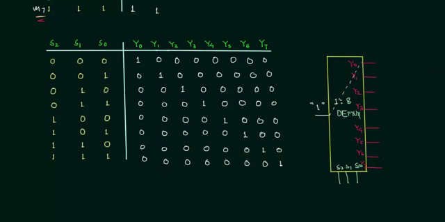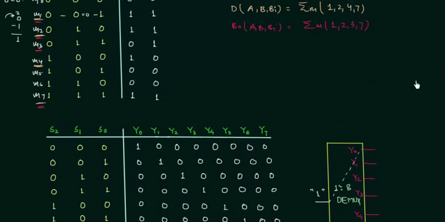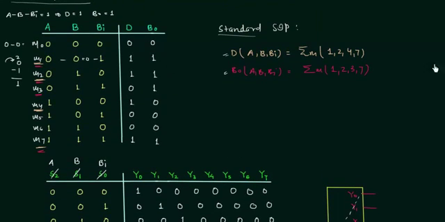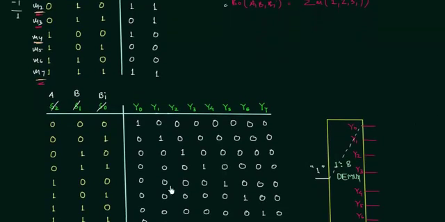We have to implement the full subtractor. We have already obtained the standard SOP form for difference and borrow output. First we will try to implement the difference. The variables are A, B, BI. I will replace S0 with BI, borrow input, S1 with B, and S2 with A. When A, B, BI all three are 0, the difference is 0. So we don't have to do anything. We will keep Y0 floating.